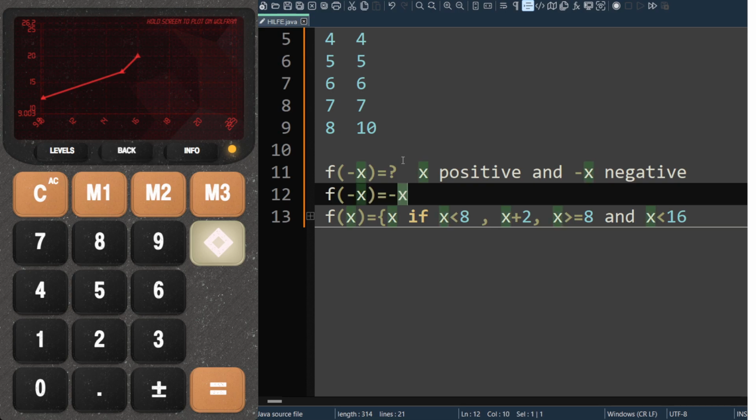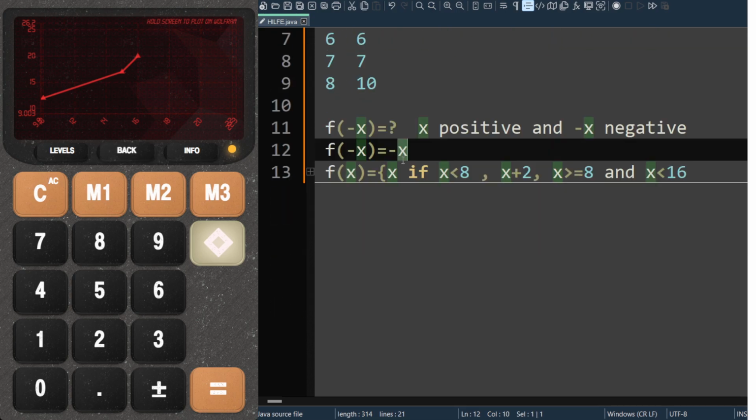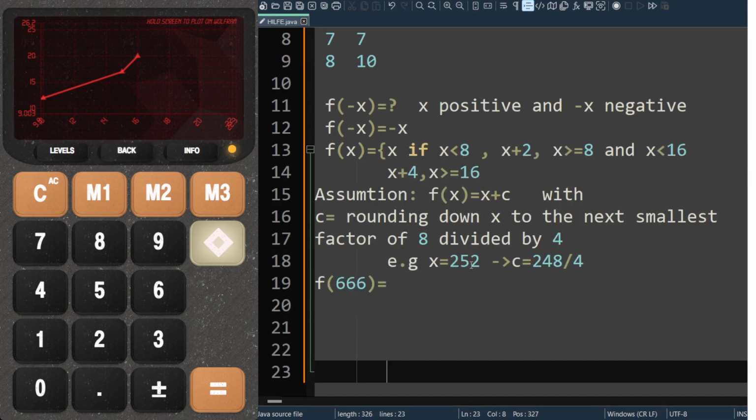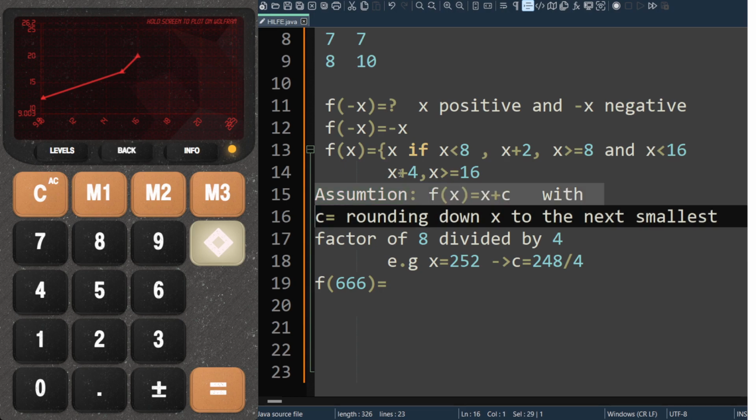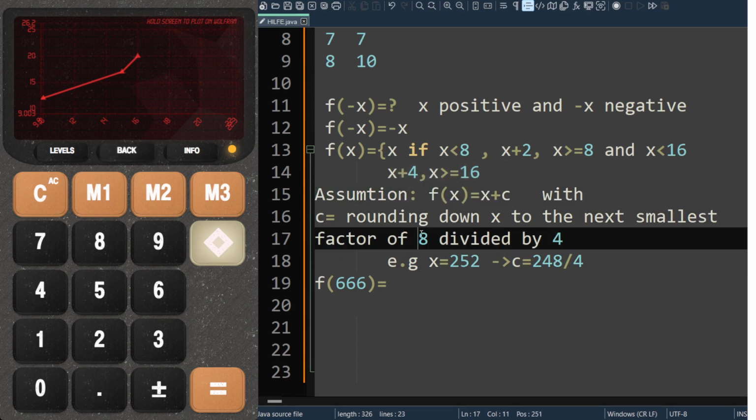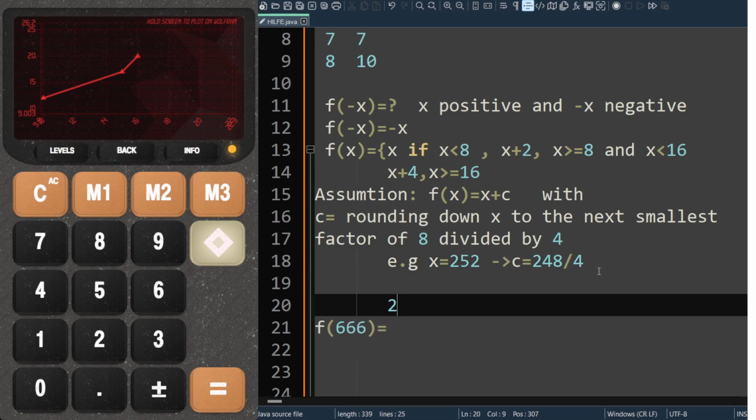So the idea that we had was to think of our number as, we check the nearest number that is a multiple of 8. The nearest smallest number. So for example 252, and we are looking at 248, with 248 equals, let me think, 32 times 8. So this is a multiple of 8, so 248 is the nearest number to that.